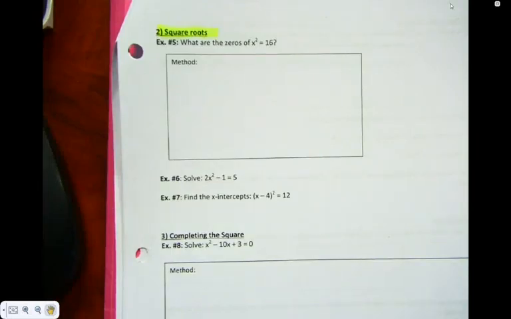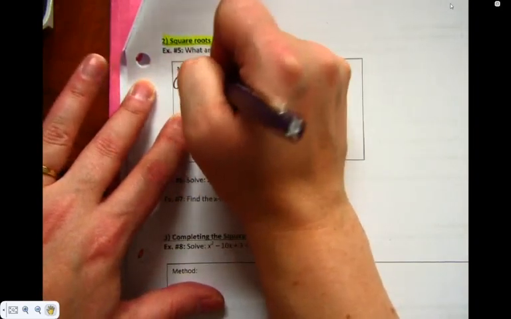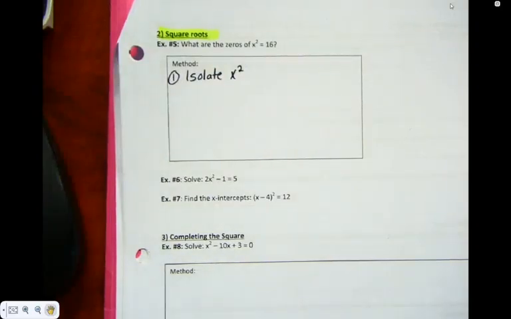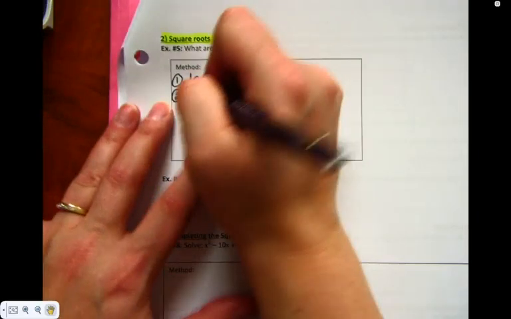What are the zeros of x squared minus 16? That's the same thing as saying solve. It's the same thing as saying what are the x-intercepts. I could say what are the zeros, what are the roots, what are the solutions. All means the exact same thing. It means solve. Step number 1, isolate x squared. Step 2, take the square root of each side.